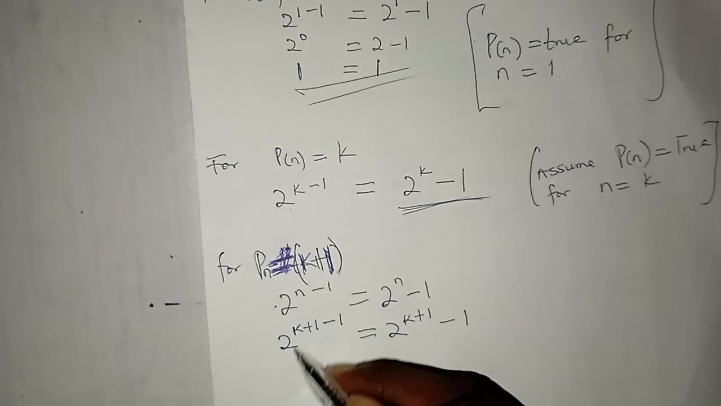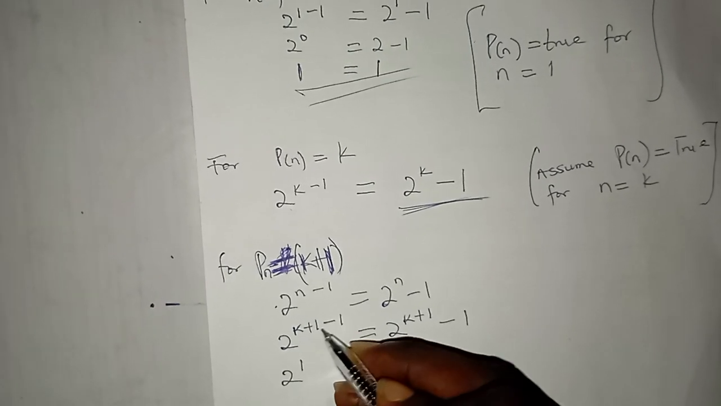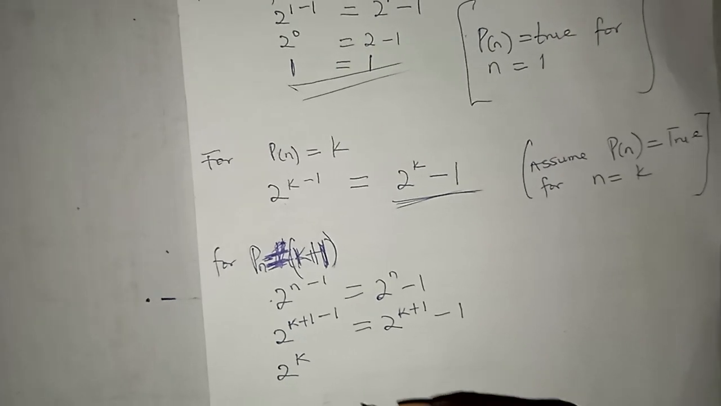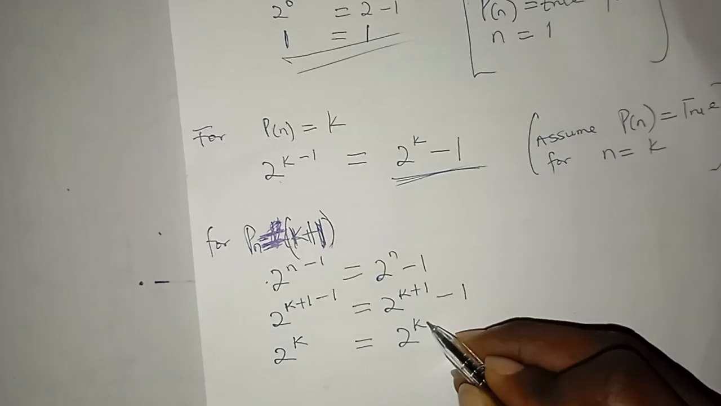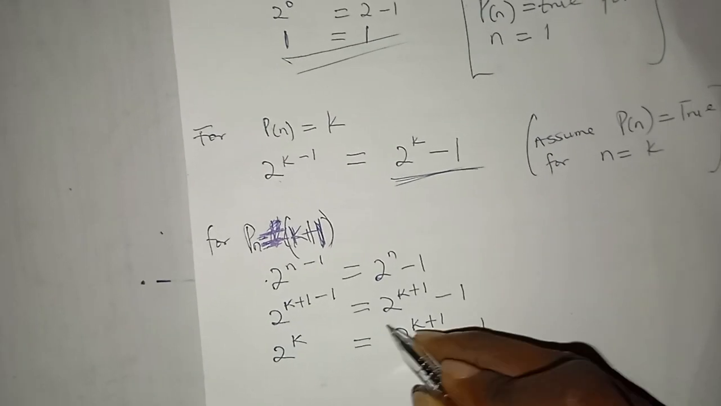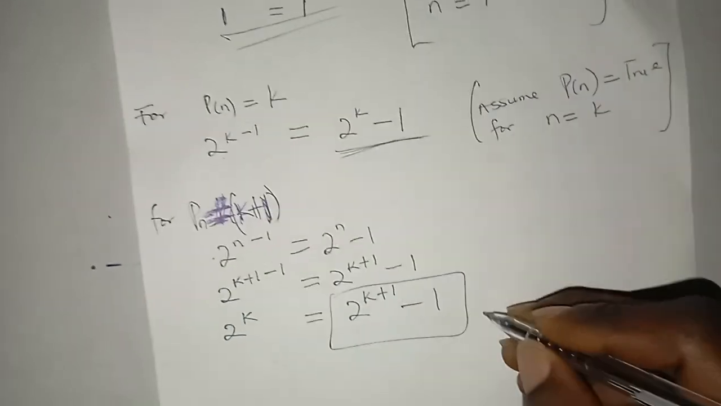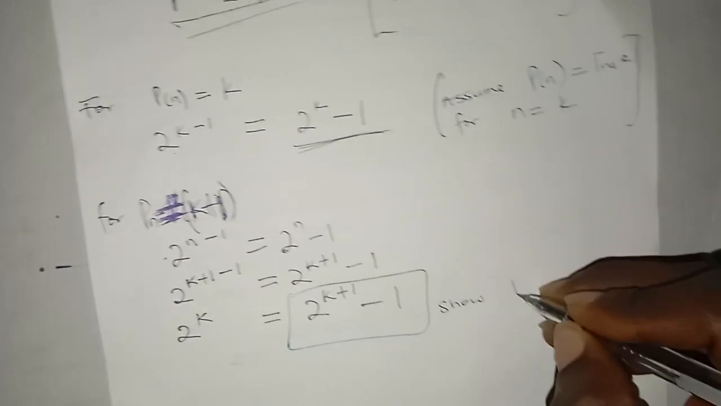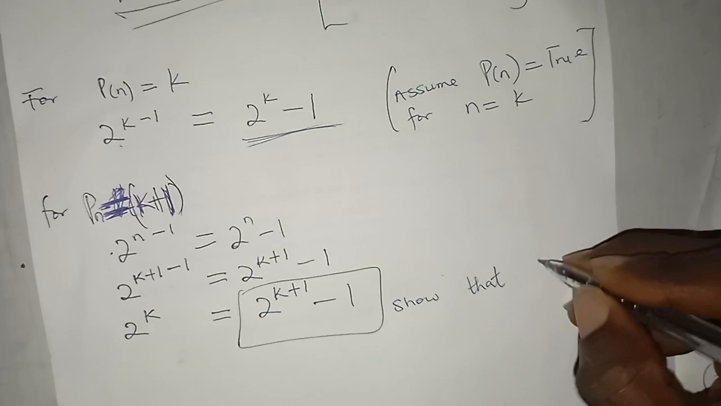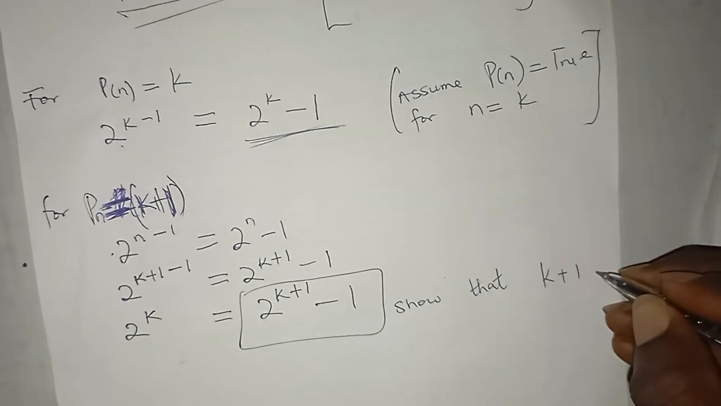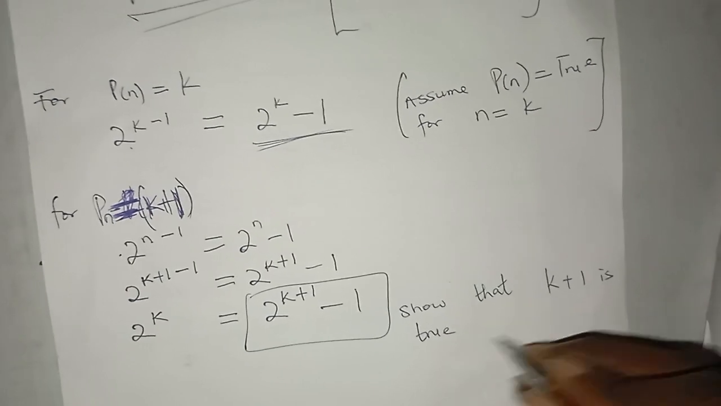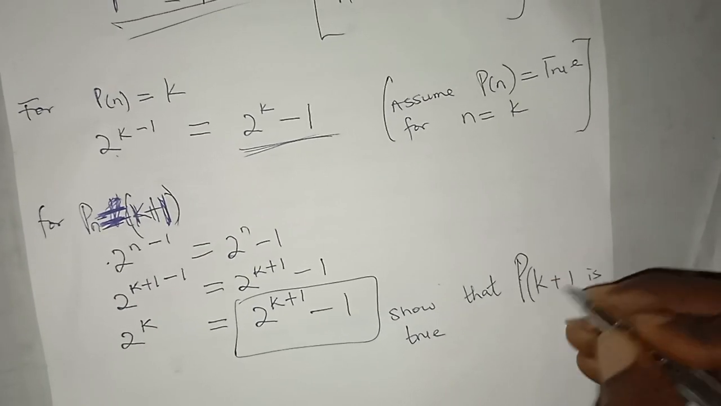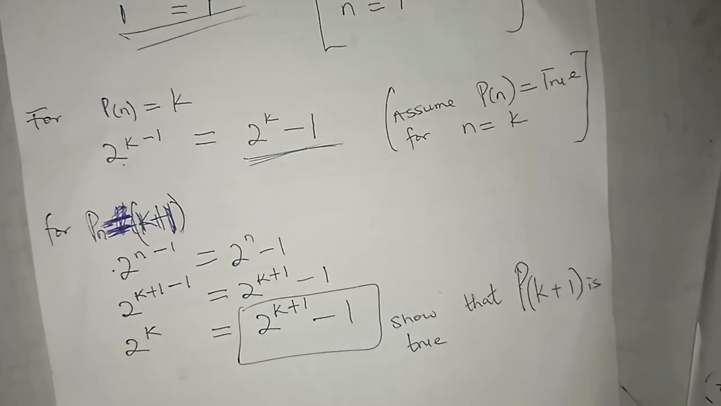So I now have, this is something I'm saying, 2 raised to power k, 1 minus 1 is just 0. So 2 raised to power k is equal to 2 raised to power k plus 1 minus 1. This thing you have here is what you are proving. So we show that P of k plus 1 is true. Or the value we got for P of k plus 1 is true. So how do we do that?